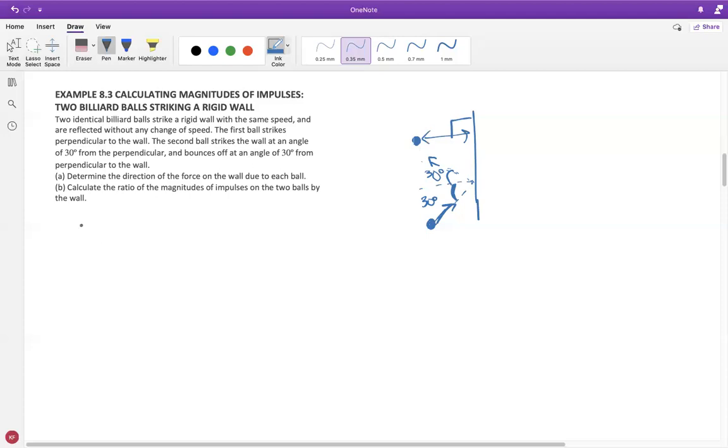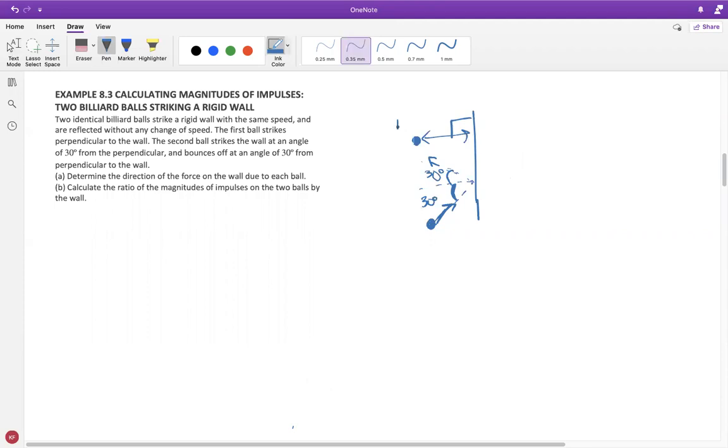All right, so the first part says determine the direction of the force on the wall due to each ball. Okay, I'll give you guys a second to think about that one. Okay, so hopefully that was some time to think. You could pause the video as well if you want to think about it some more.